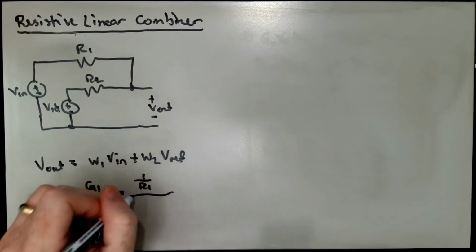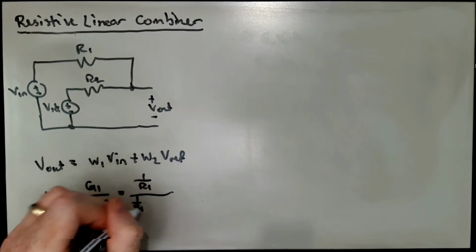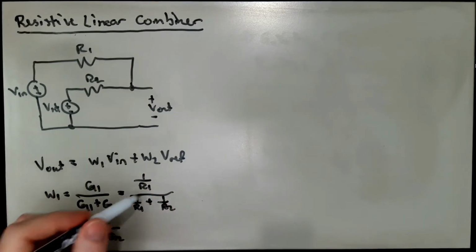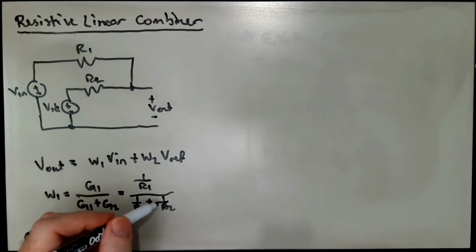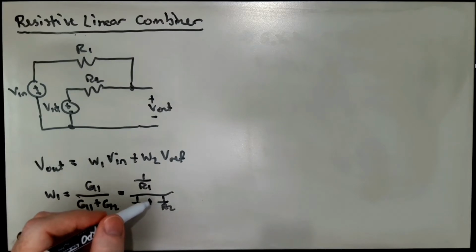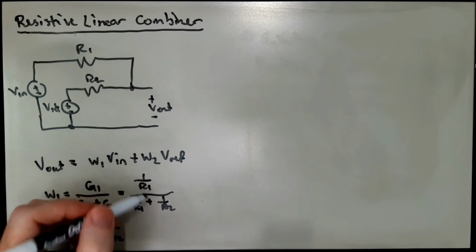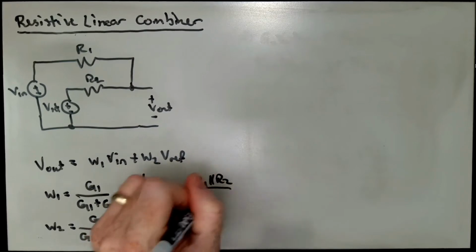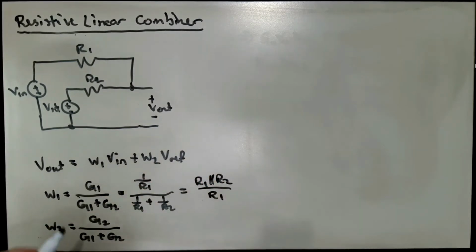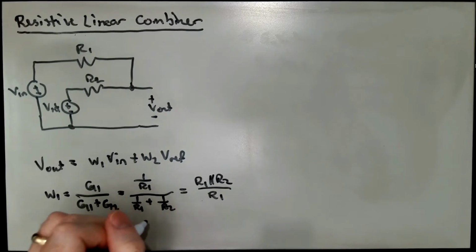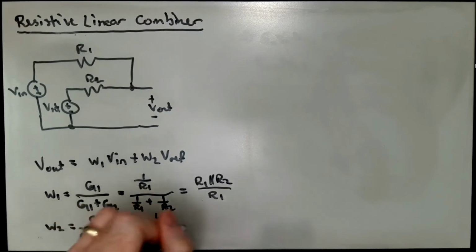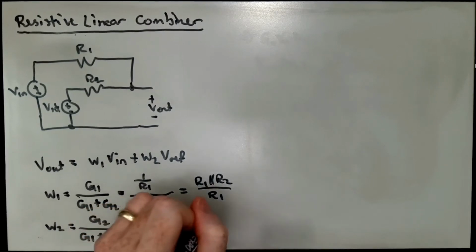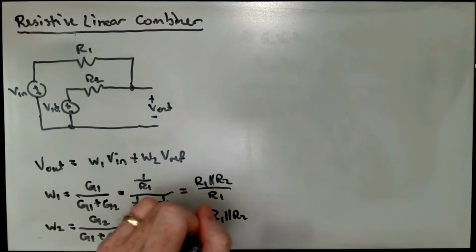R1 times 1 over R1 plus 1 over R2. And so 1 over R1 plus 1 over R2 is just R1 parallel R2, and we're left with a 1 over R1 upstairs, and so that's R1 parallel R2 over R1. Likewise, we can write this as 1 over R2 divided by 1 over R1 plus 1 over R2, and so this is R1 parallel R2 over R2.